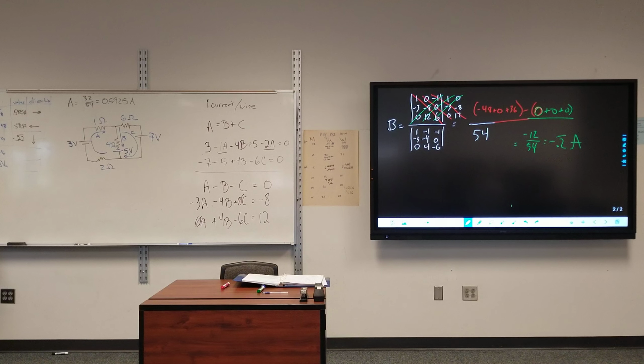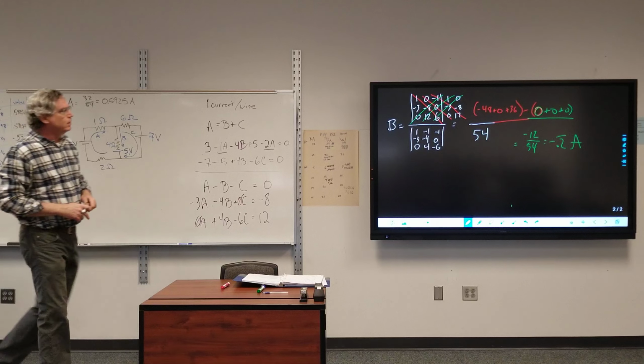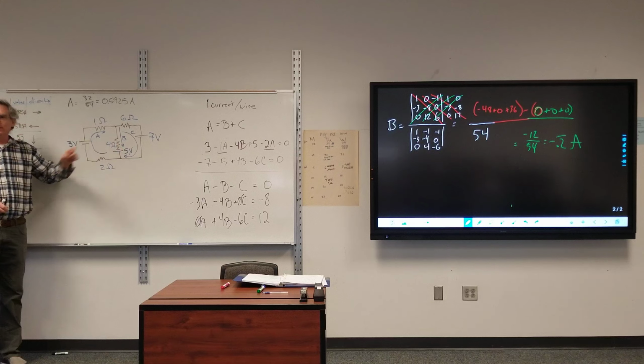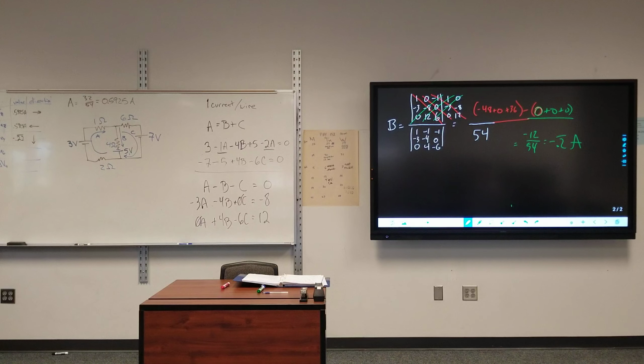Wait, why is it negative? Because we got a negative over there. Oh. And it's down because I said B was down. So it's positive 0.22 amperes upwards. And so now we need to find C. Now, there's a simpler way of finding C than what I'm about to do, but I'm going to do it anyway, the harder way. Any questions up to here before we find C?